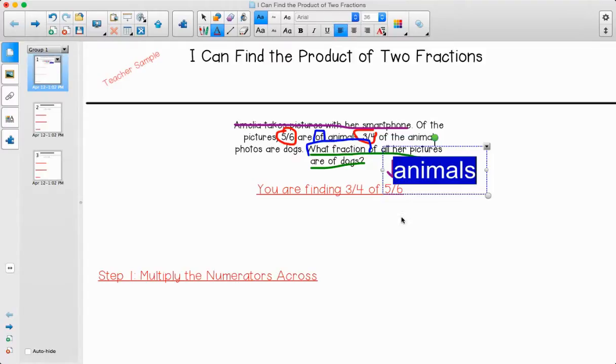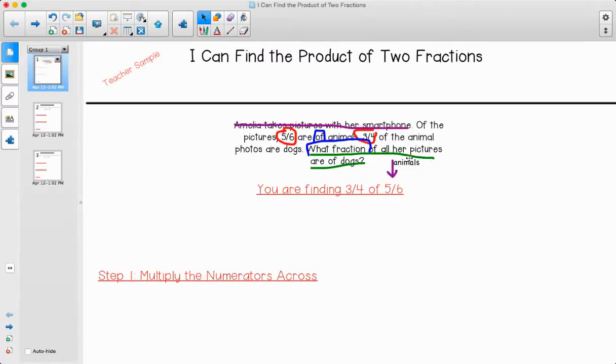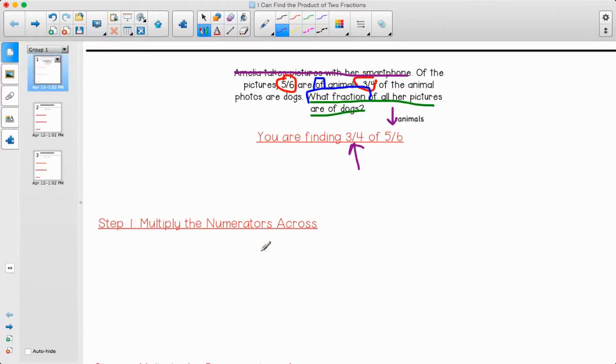Okay, of those pictures, however, of those 5/6 pictures, 3/4 of them are of her dog. So 3/4 of the 5/6 of animals are of her dog. So what that tells you is that you need to multiply those numbers together because you're finding a fraction of a fraction. Okay, you'll see what I mean in a minute.